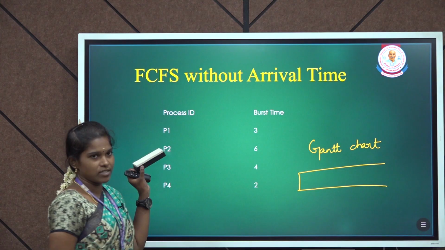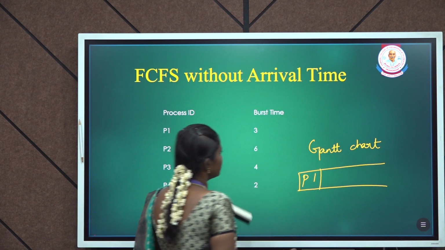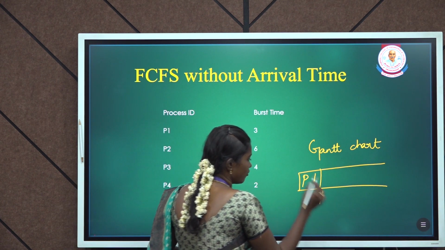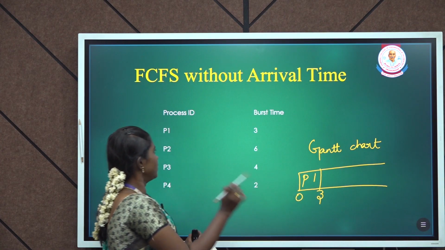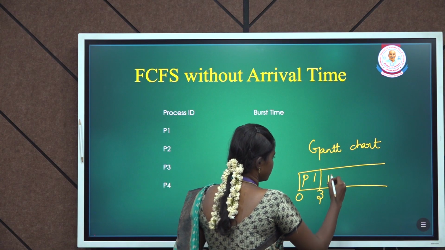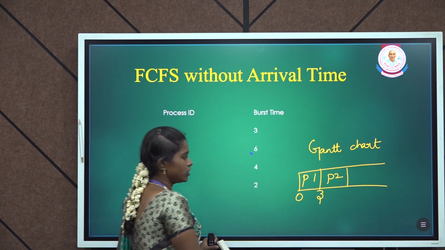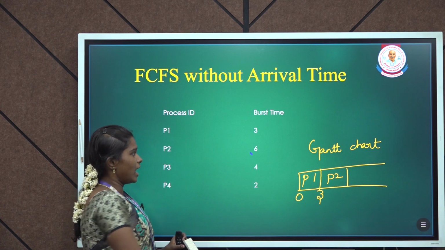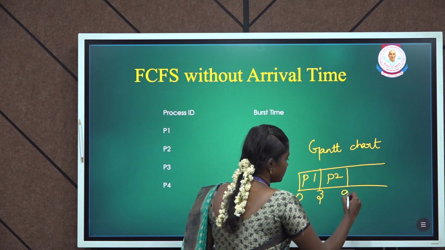P1 is executed first and the burst time of P1 is 3, and the starting time of P1 is 0. From the 0th second to the 3rd second the P1 process will be executed. The next process is P2. P2 burst time is 6. We have to add it to the previous process burst time. The previous is 3 and P2 burst time is 6. 6 plus 3 is equal to 9.